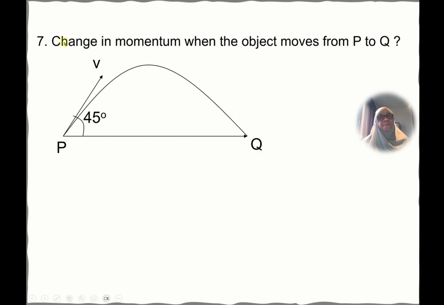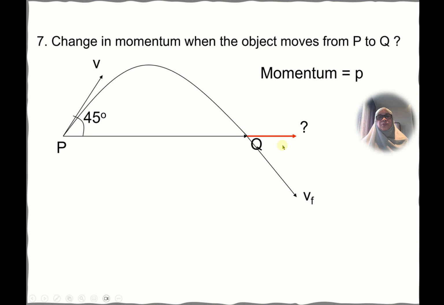Next, question 7. We are going to find the change in momentum when the object moves from P to Q. The object moves from here, this is the initial point, then moves to Q. The angle is 45 degrees, given, and the speed projected from P is V. The question wants momentum, so let's say momentum is P. At Q here, the direction of V will be tangent to the point, in this direction. This is V final and this is V initial.